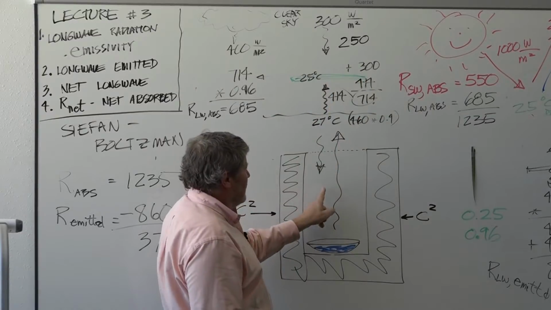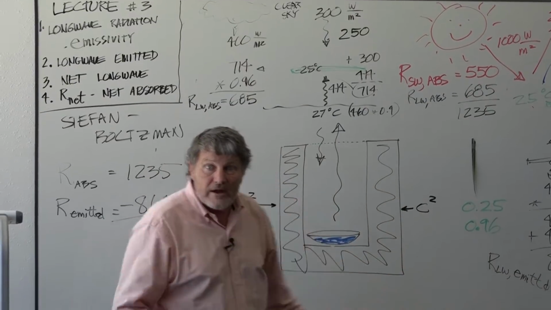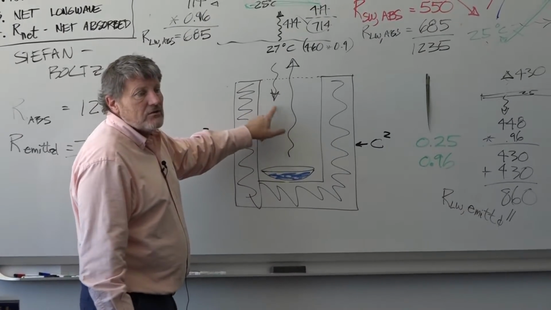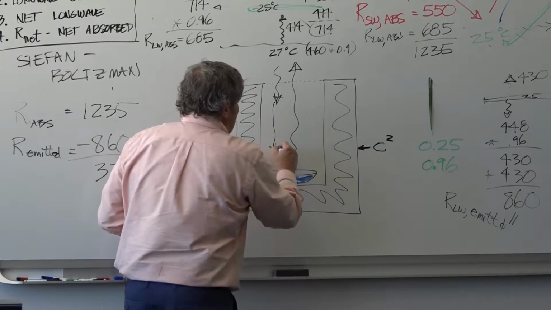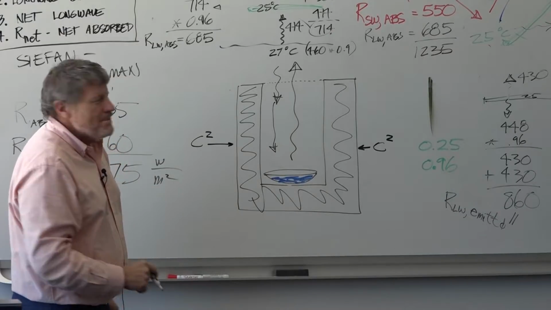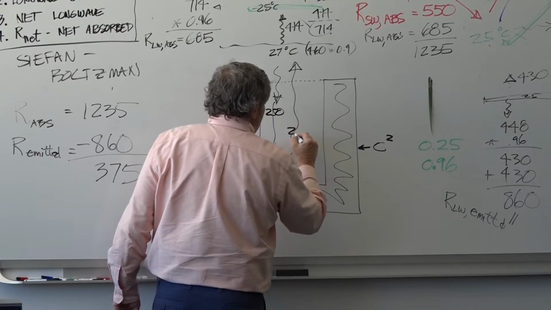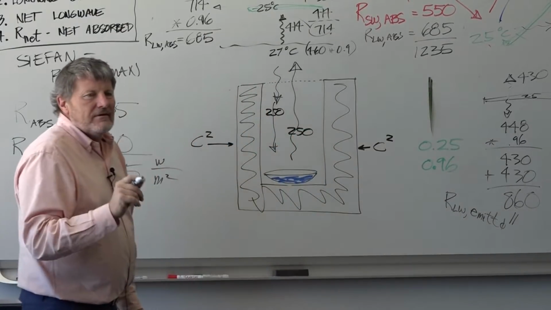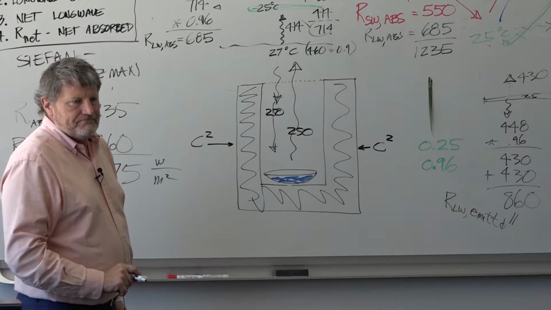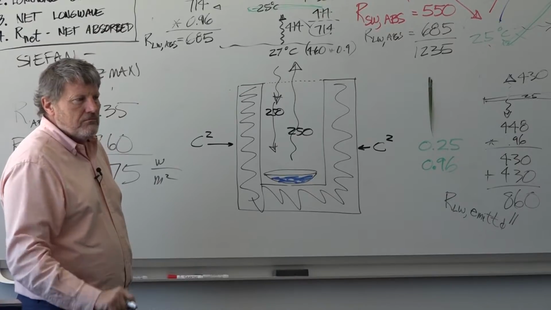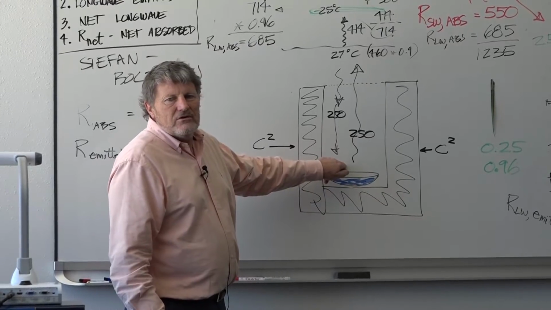Now, radiation energy, we have to follow the first law of thermodynamics. So energy in equals energy out. So this keeps going until these two arrows are exactly the same size. And if 250 is coming in, 250 has to be going out. What's the temperature of the water on a hot summer night in Logan, if 250 is the emitted radiation?